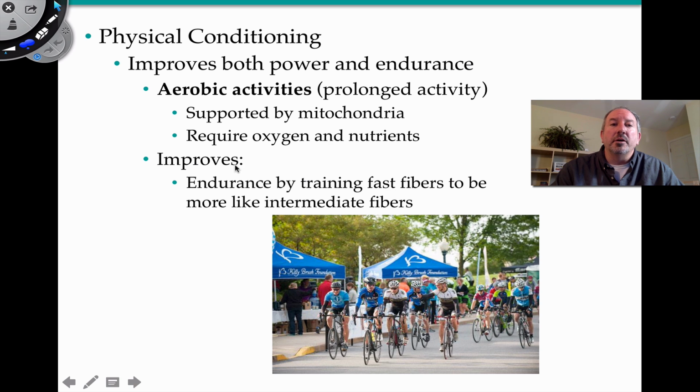Now, you can also improve power and endurance aerobically, so prolonged activity, in other words, like a bike ride or a slow run. This is supported by mitochondria, so it requires oxygen and nutrients, and you can improve your endurance as well. So you can improve strength and you can improve endurance, by training those fast fibers to be more like intermediate fibers. What's going to happen is you're going to increase the number of mitochondria, and a little bit more myoglobin is produced, and the cells are not going to fatigue as much the more that you do aerobic activity.